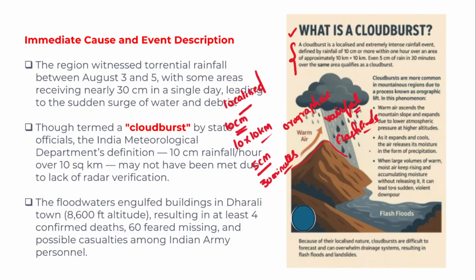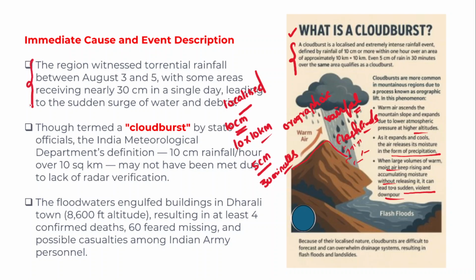Now when warm air reaches these mountainous areas, it starts ascending, right? It ascends over the mountain slope and further expands due to low atmospheric pressure at the higher altitudes. As it expands and cools, the air releases its moisture in the form of precipitation, and that triggers heavy rainfall. And the large volumes of warm moist air keep rising, accumulating moisture without releasing it. It can lead to a sudden and violent downpour of rainfall.